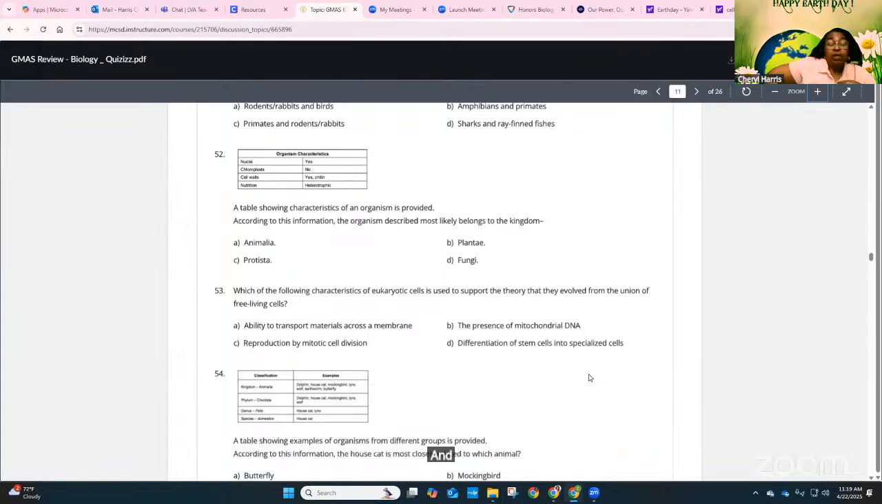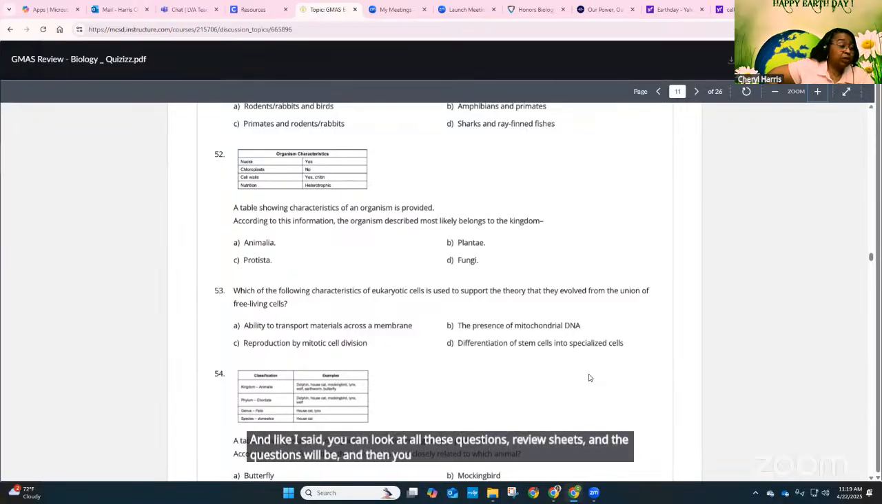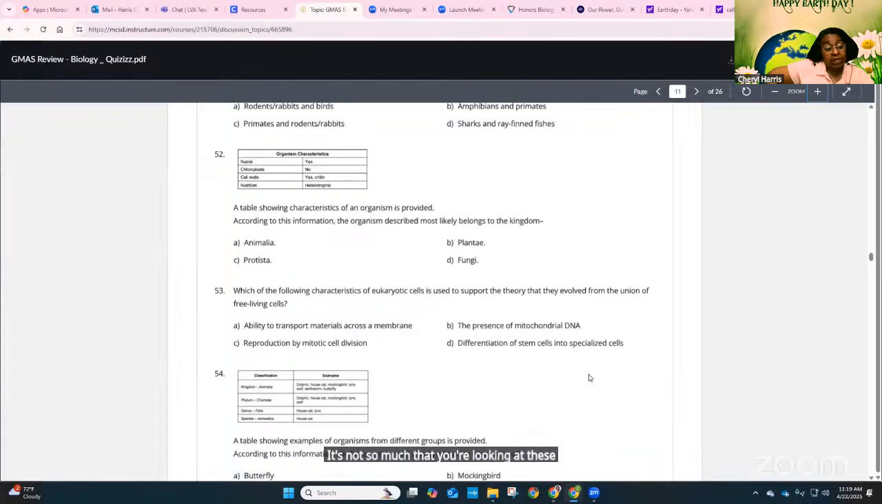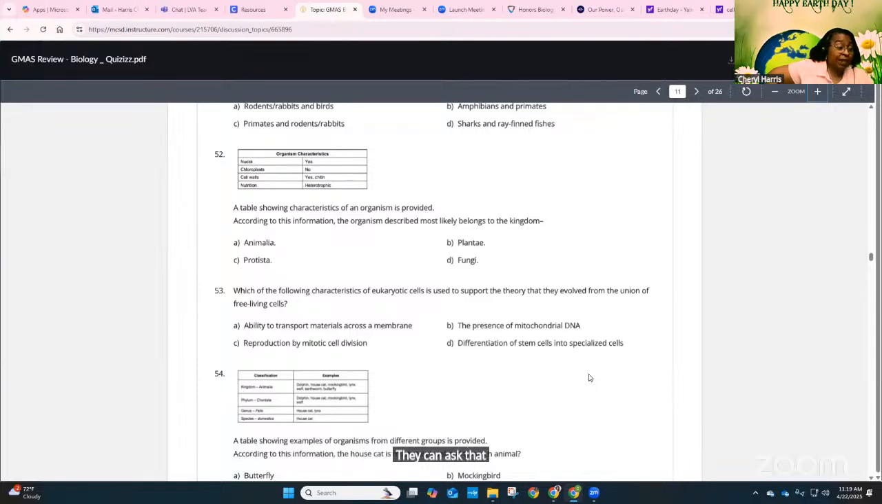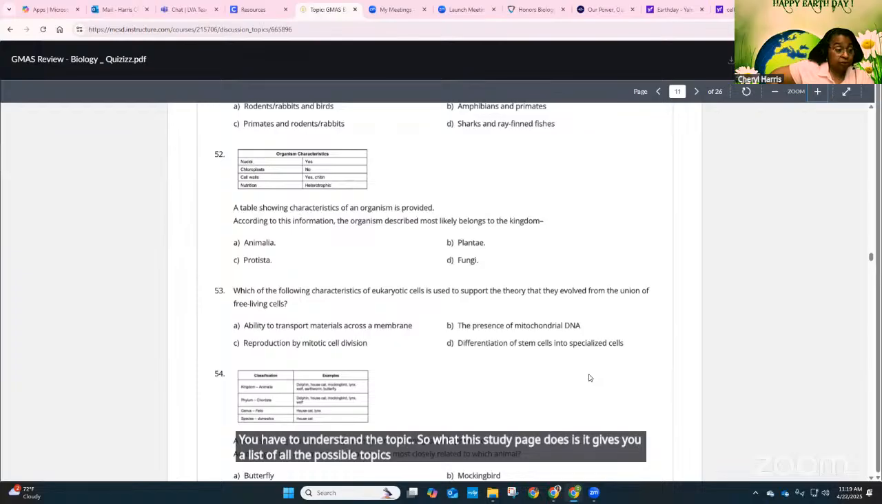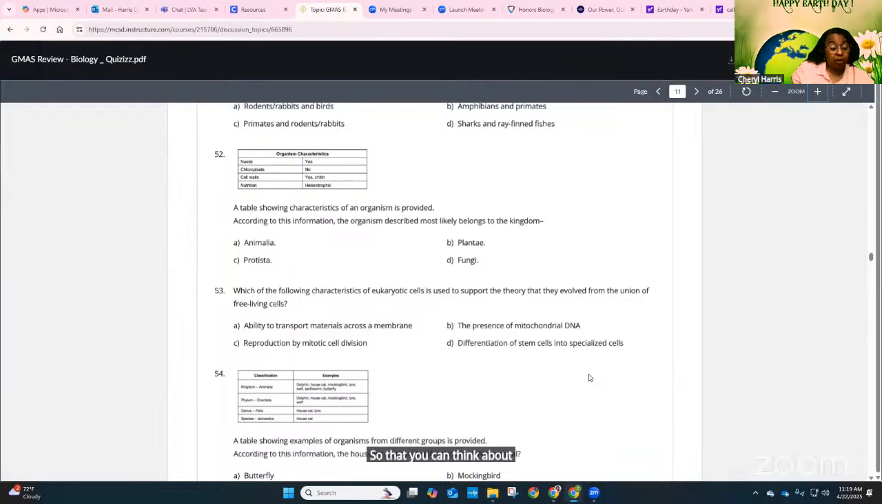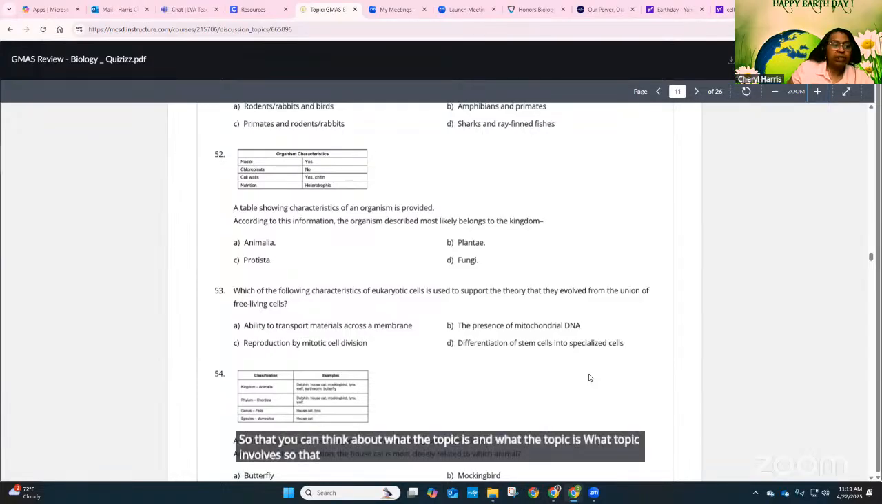And like I said, you can look at all these questions, review sheets, and then you get into the exam and you go, where did these questions come from? It's not so much that you're looking at these questions to be on the test, you're looking at the topic. They can ask that topic in any way that they like. You have to understand the topic. So what this study page does is it gives you a list of all the possible topics that they can ask you. What you have to do, and what I'm trying to do with you, is to re-explain the question so that you can think about what the topic is and what the topic involves, so that you can look at this question upside down if you have to.